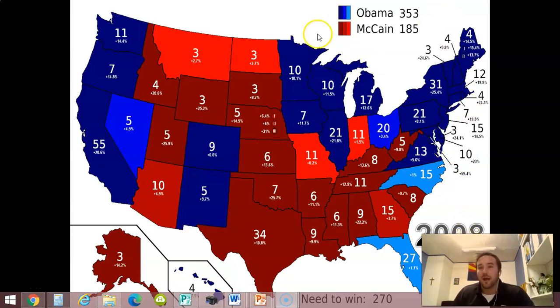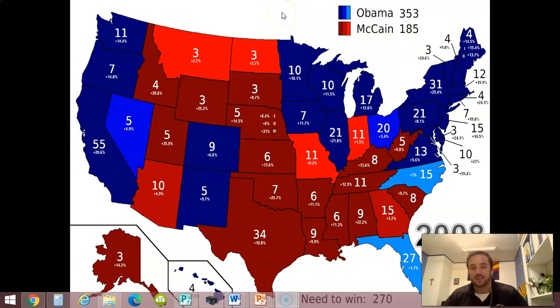This was President Obama against Senator McCain. Senator McCain was from Arizona, and you can see more people in Arizona voted for Senator McCain than for President Obama. And so all 10 Electoral College votes went towards Senator McCain, who did not win, as you can see. All the different blue, whether it's light blue or dark blue, went towards President Obama. All the light red and dark red went towards Senator McCain.